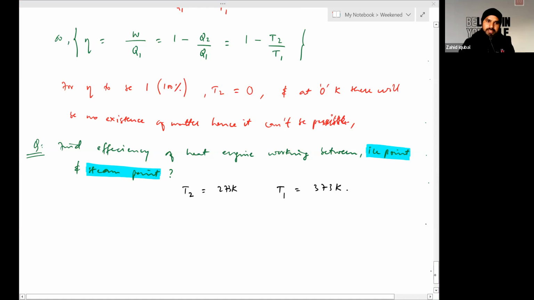So related to the above formula, you may write eta equals 1 minus T2 by T1. So 1 minus T2 is 273 divided by T1, 373. On solving, it will be 373 minus 273, 100, divided by 373. So it will be about 0.27, or in terms of percentage, 27%.